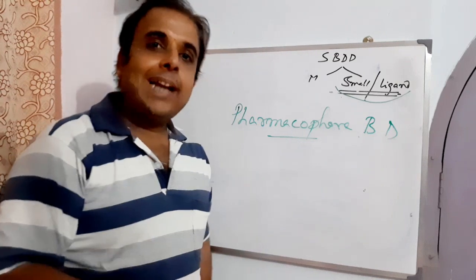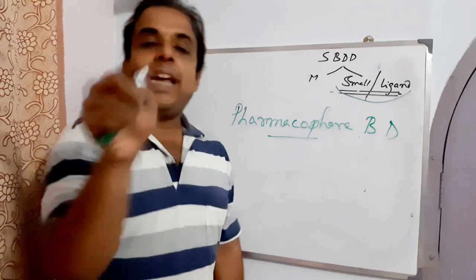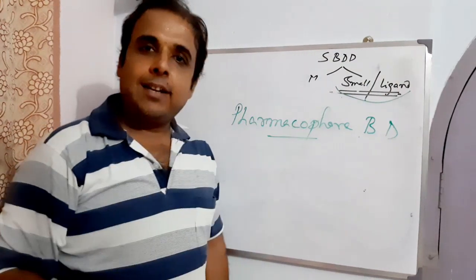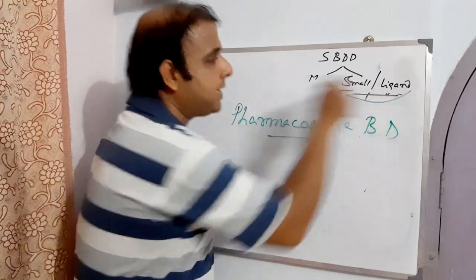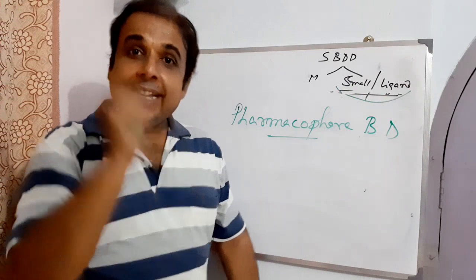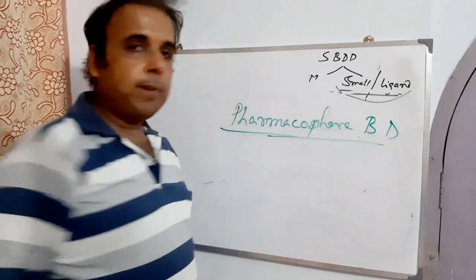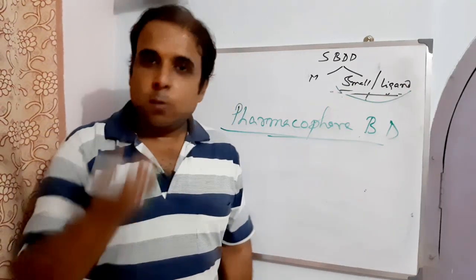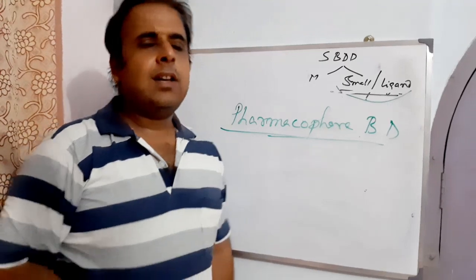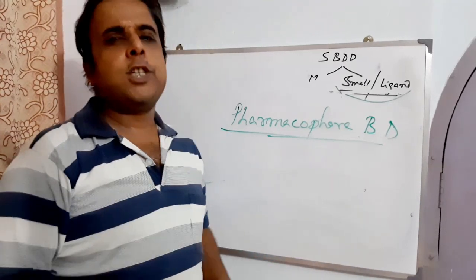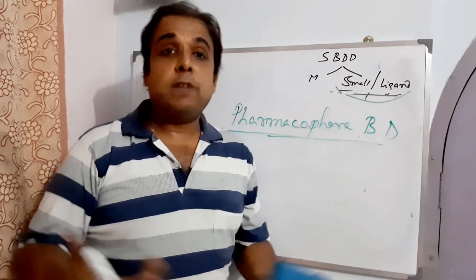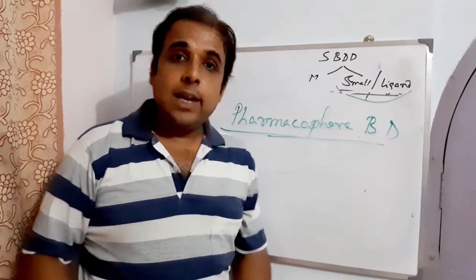Once you have found that you don't have the receptor with you, you don't have the protein with you in the Protein Data Bank, but you have with you the biological activity of what? The small ligands, the small molecules. In that case, you can go for Pharmacophore-based design. Pharmacophore is what? The functional group. In a raw sense, we can say the functional groups which are responsible for the biological response, the pharmacological activity. Okay?